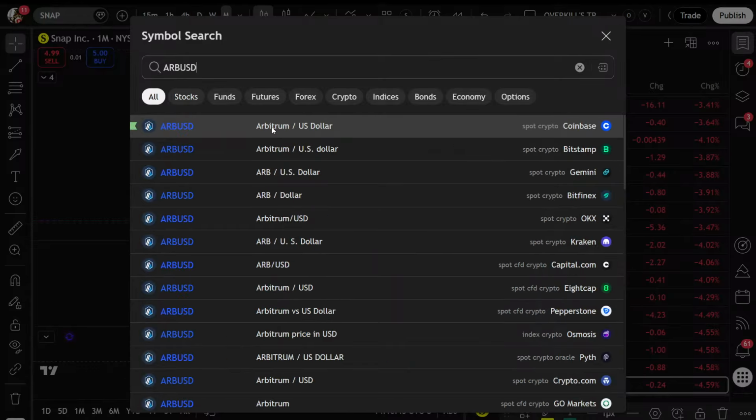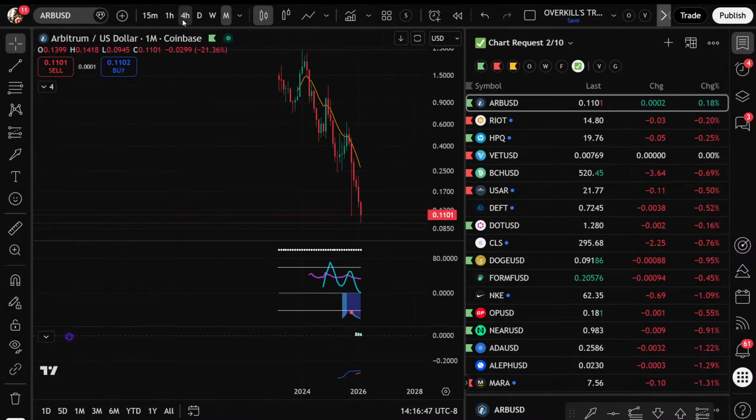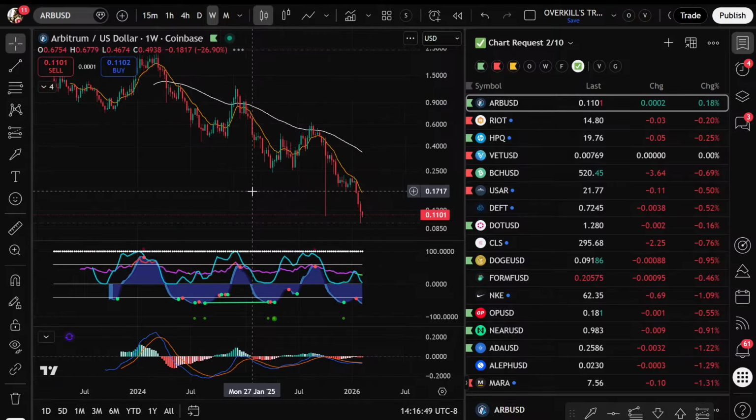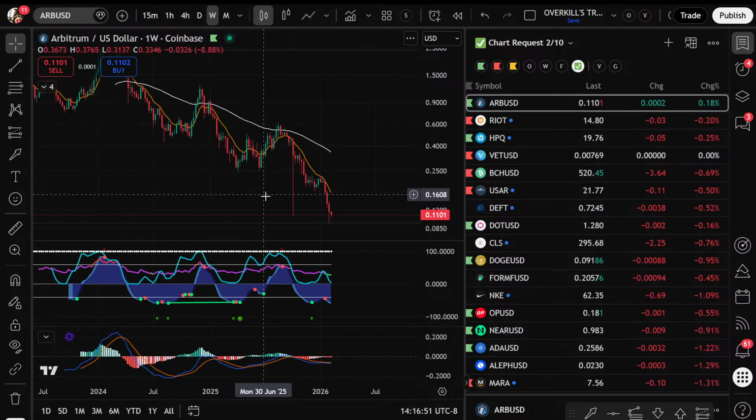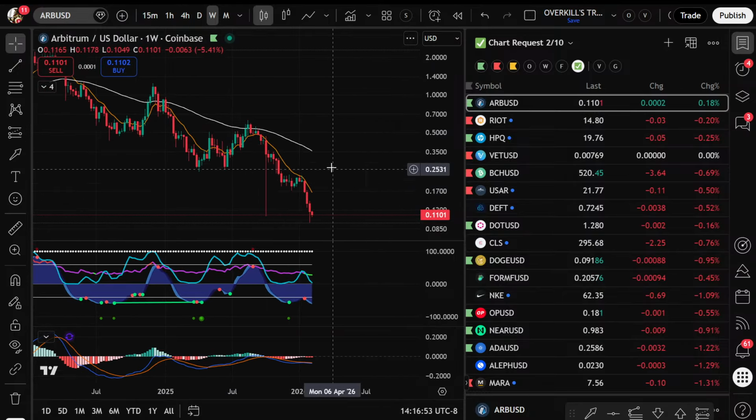ARB. I love Snapchat. Like I said, one of my largest positions. It's at an 8-year low, so the lowest price in 8 years. I want to buy at an 8-year low. ARB. This got a green dot, or I'm sorry, a red dot. Just wait for the green dot.